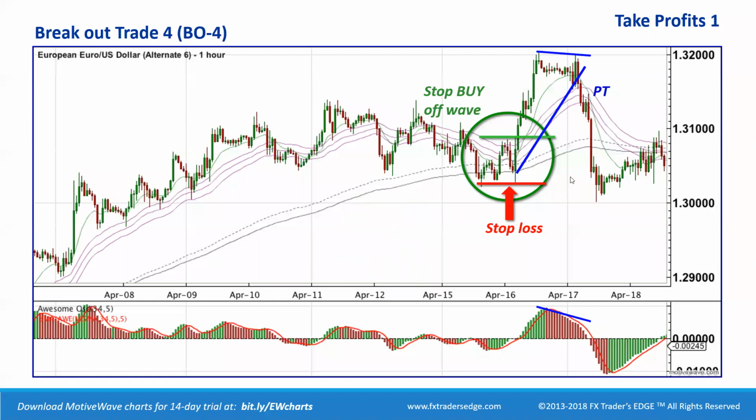Okay, so this is the breakout 4 trade. Can you see the resemblance between a wave 4 and a breakout 4 and a wave 3 being the prior peak? Can you see that?